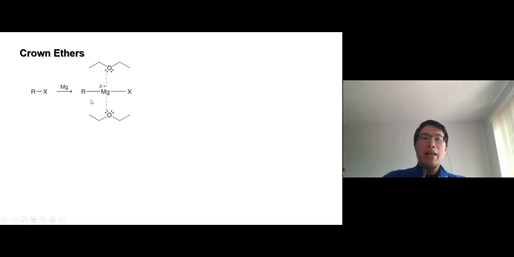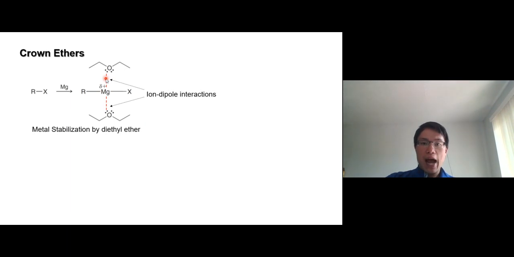So what is a crown ether? Let's start with something you're familiar with. When we make a Grignard reagent, we put magnesium in an ether. Could be diethyl ether, could be THF, either way, right? The ability to solvate or to stabilize the positive charge of the reagent, that's what ether can do. So stabilize right there. See that? Now, this stabilization is weak, but it's enough to keep the Grignard reagent reactive.